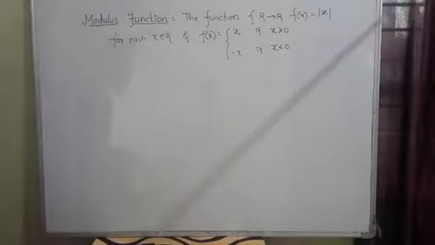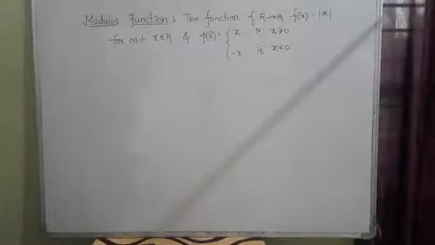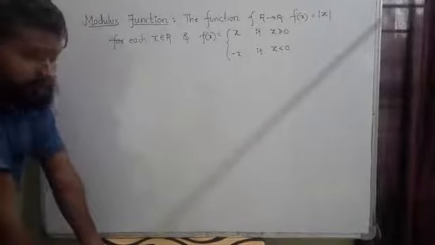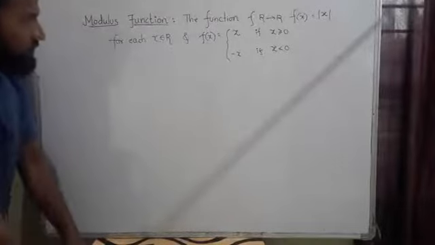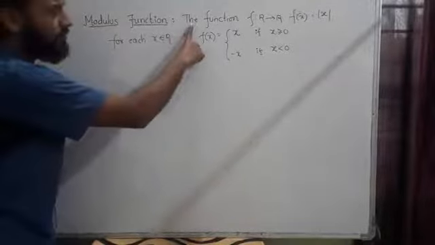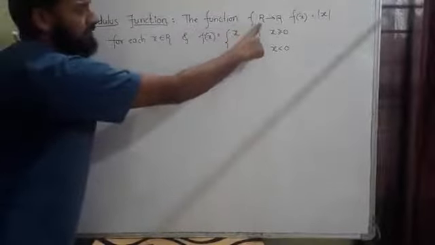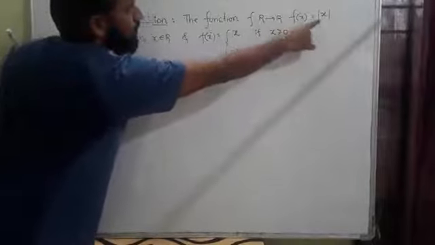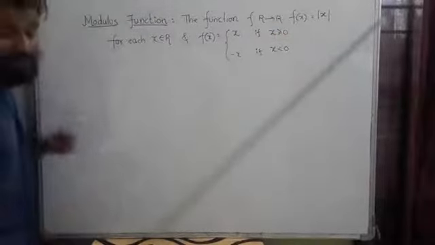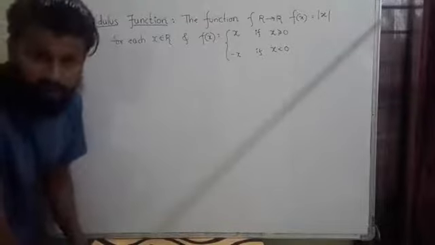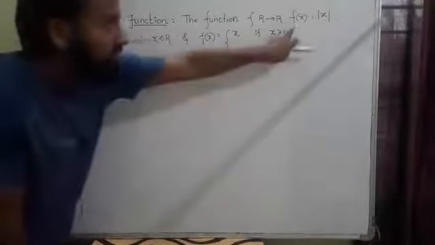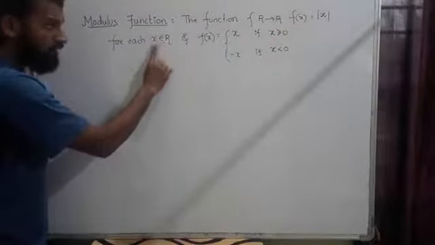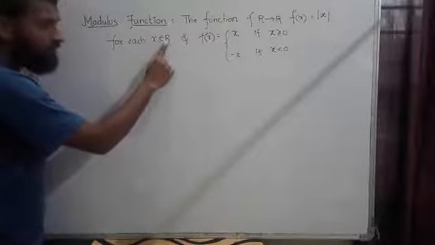So in today's class, let's begin with an important function, that is the modulus function. The definition of the modulus function is like this: the function f from the real number set to the real number set, f of x is equal to mod x. Generally we say modulus, but in shortcut we say mod. So f of x is equal to mod x for each x belongs to R. x can take any value from the real number set.